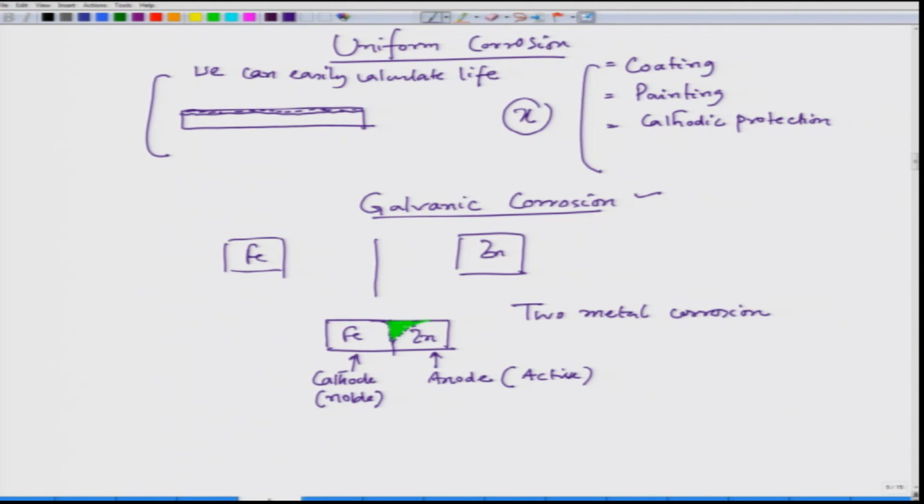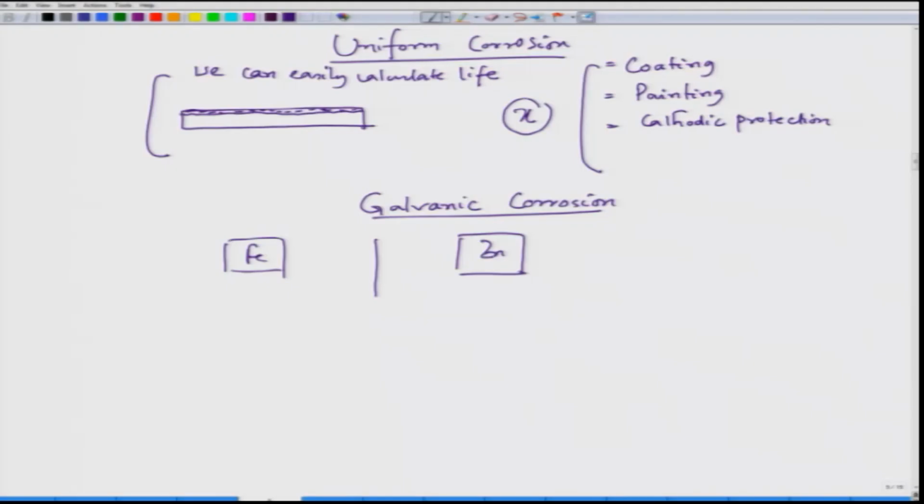Such examples are amply available in every corner of our day-to-day use. We will show some of those examples later. We will talk about mixed potential theory, but for the time being, let us understand a few issues with this galvanic corrosion. This is a very, very important mode of corrosion.